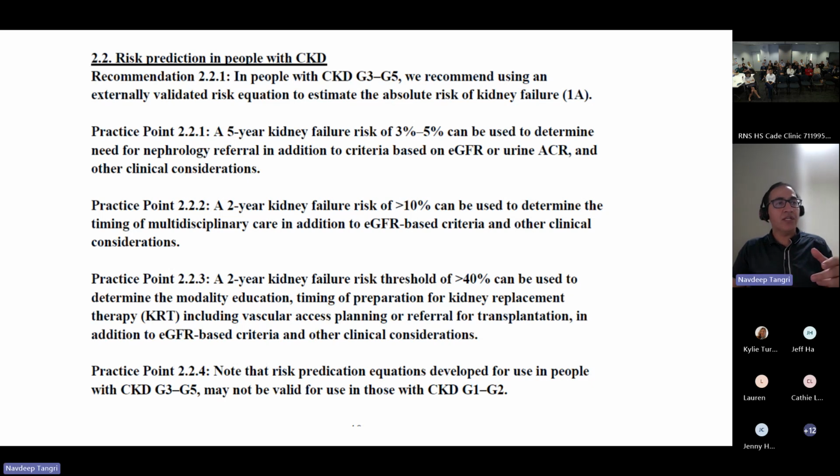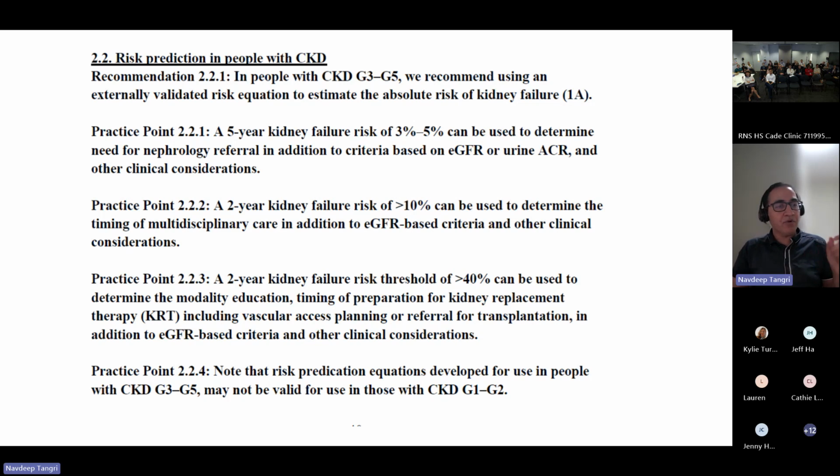A 2-year kidney failure risk of 10% can be used to determine the timing of multidisciplinary care. This is really a concept that originated in Canada, really nicely shown that this is way superior than using an eGFR less than 30 as the criteria for multidisciplinary care. A 2-year kidney failure risk greater than 40% to figure out modality education, timing for transplant. I'm going to show you some really nice data here on what greater than 40% means.